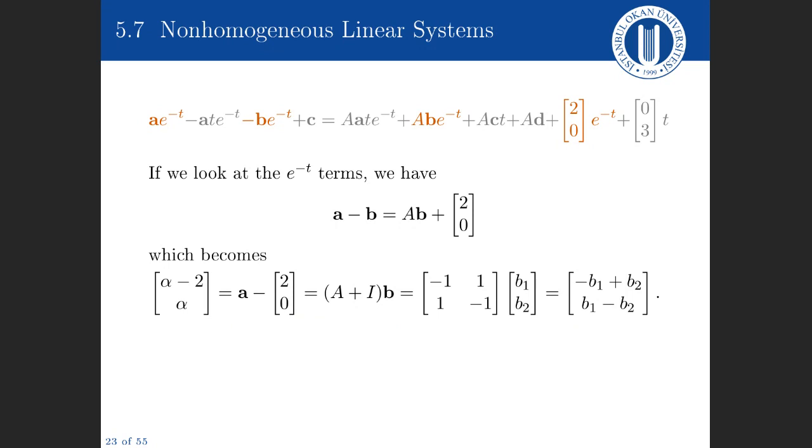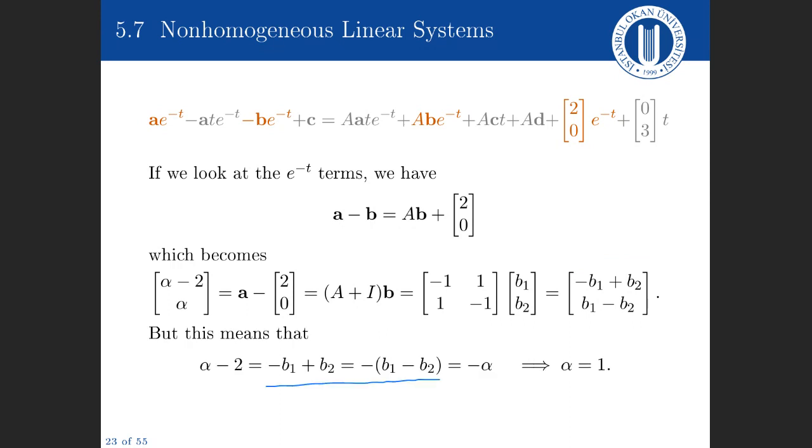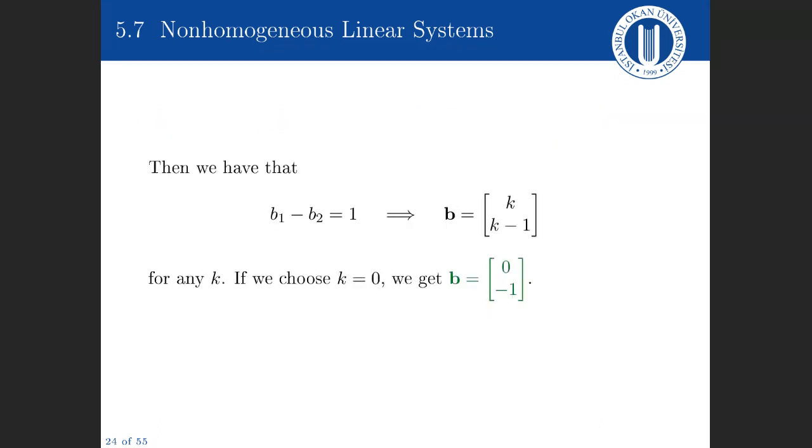What can we say here? In the first position I have minus b1 plus b2, and in the second position I have plus b1 minus b2. The top line is equal to minus 1 multiplied by the bottom line. But the top line is alpha minus 2 and the bottom line is alpha. This tells us that I must have alpha is equal to 1. So the first vector, a, must be 1, 1. Then we know b1 minus b2 is equal to 1, so b must be of the form k, k minus 1.